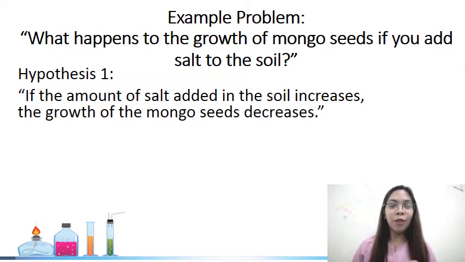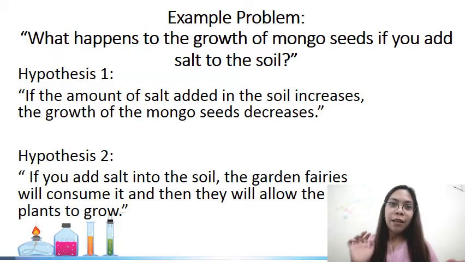Now, I'll give you another hypothesis based on the same problem na kung saan hindi siya based on facts at malabo mong mapatunayan. So here it goes. If you add salt to the soil, the garden fairies will consume it and then they will allow the plant to grow. Okay, so saan kayang mas maganda doon hypothesis? Yung nauna kong sinabi o yung pangalawa? Of course, always remember that hypothesis should be based on previous researches and facts.